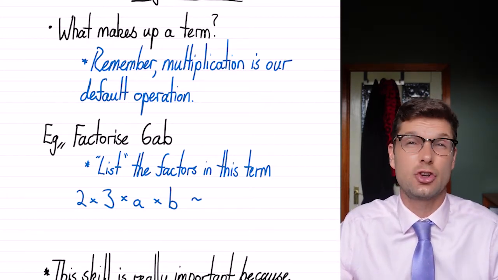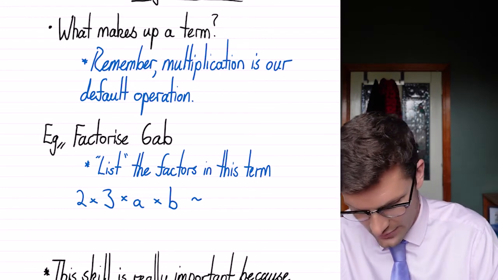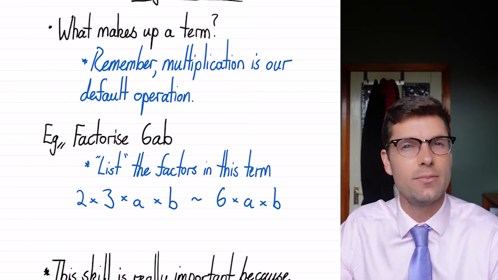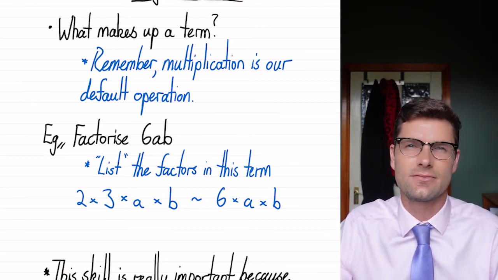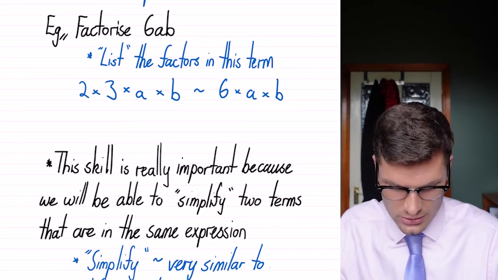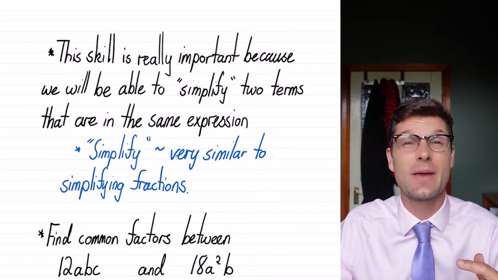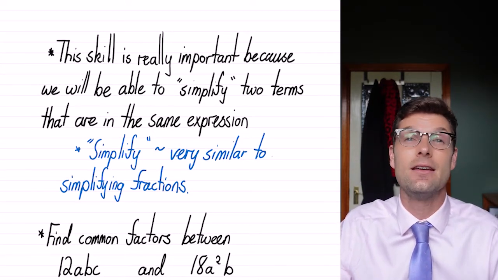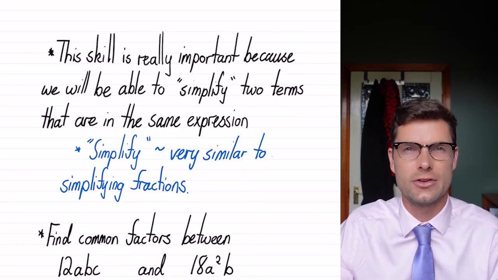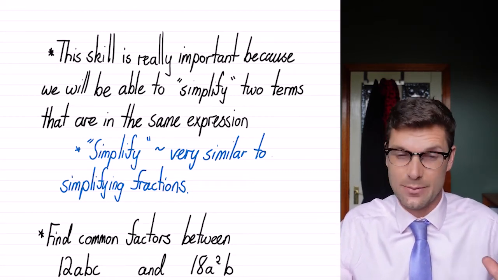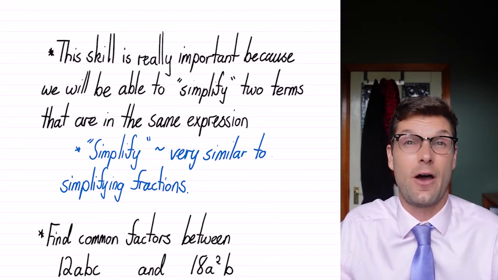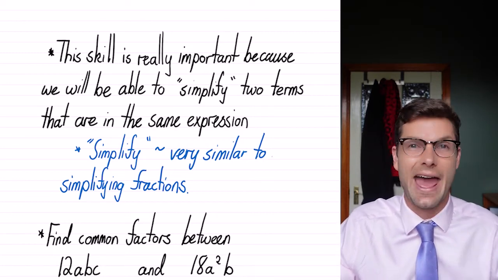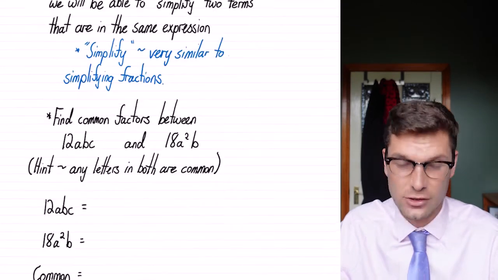To be completely honest, you could break this down as 6 times a times b. But just being able to recognize how to factor numbers as well as letters is a really important skill. The reason this becomes important is because you're going to be asked to factorize 2 terms at the same time and then look for any common things within both terms. We call this simplifying, because it's super similar to simplifying fractions. We're just trying to find a common factor that goes into both terms, and we're going to use that later on.